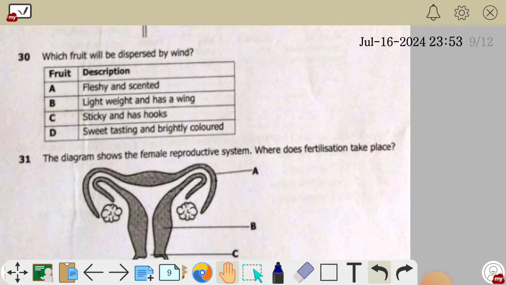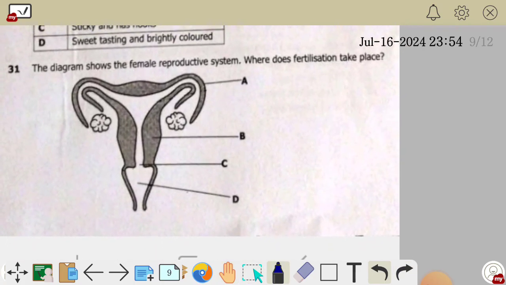Question 30. Which fruit will be dispersed by wind? Which fruit will be dispersed by wind? A, have fleshy and is scented fruit, and then B, we have light weight and has a wing. Okay, so the correct answer here is B, the light weight one which has a wing. It can be dispersed by wind.